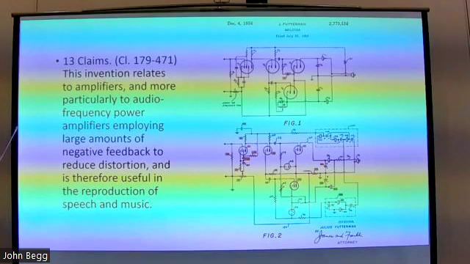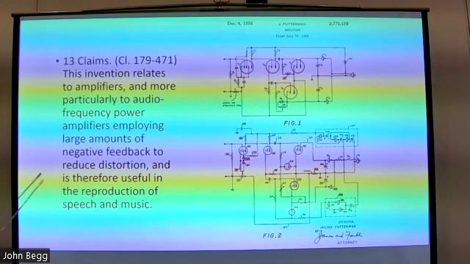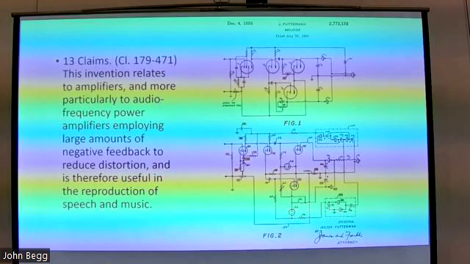is that by eliminating the output transformer, you can come up with an amplifier that can use much larger amounts of negative feedback to reduce distortion. And as I was saying previously, those parasitics in the output transformer really tangle you up if you try to do anything with too much feedback.